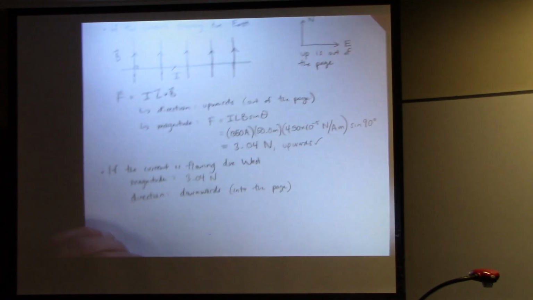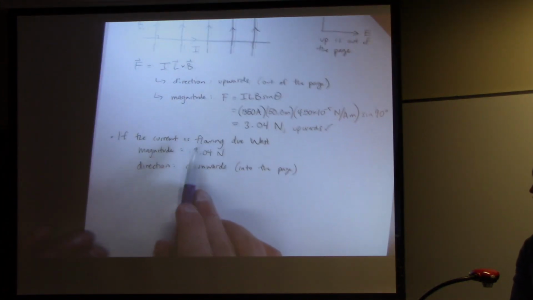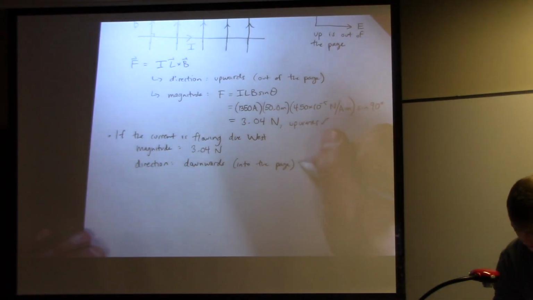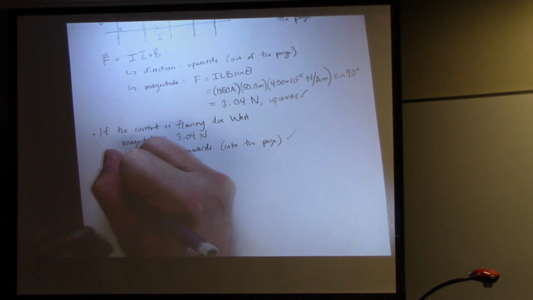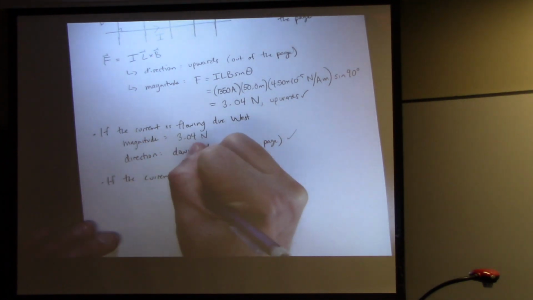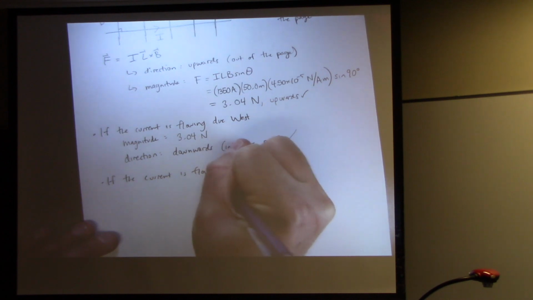So in this case, my power line is being pulled down with this much force, but the same amount of force as before. Okay, the last question here is if the current is flowing due south.